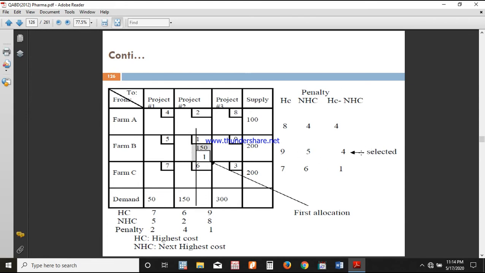Therefore, from this highest value, you can move along the row values and choose the smallest value. The smallest value is clearly 1. Therefore, from the 150 and 200 values, you can choose the smallest, 150. You can allocate 150 here. And this is the first step.